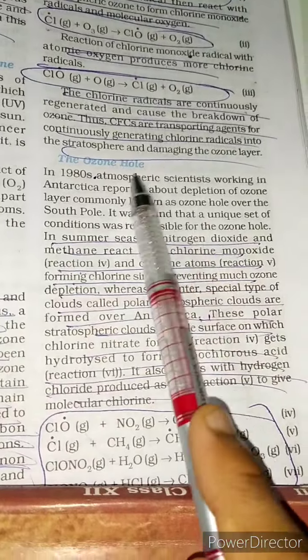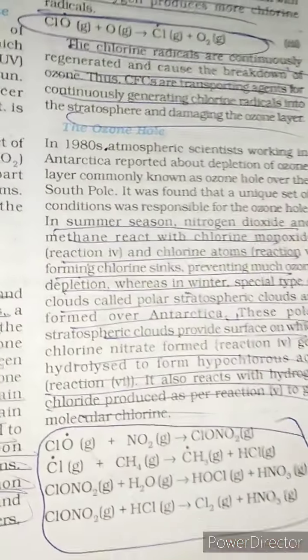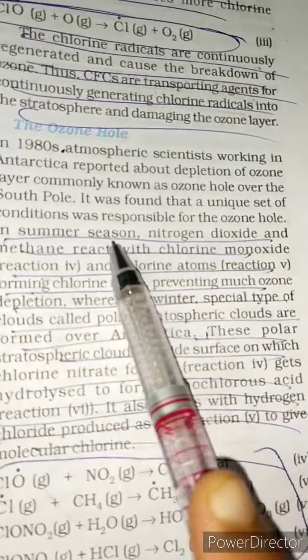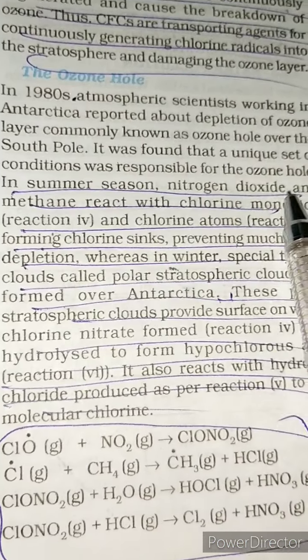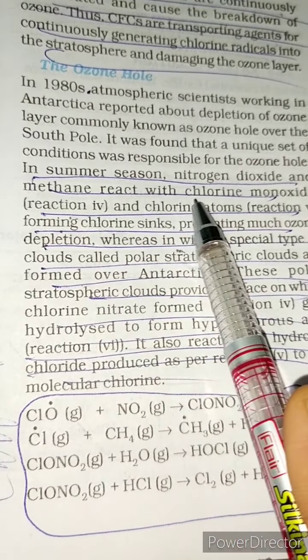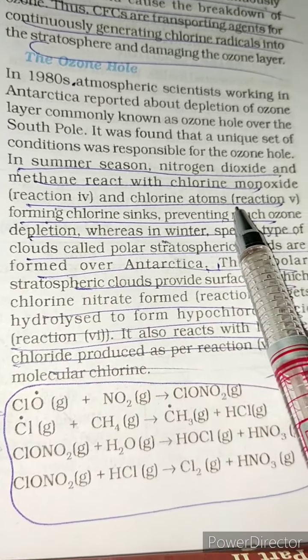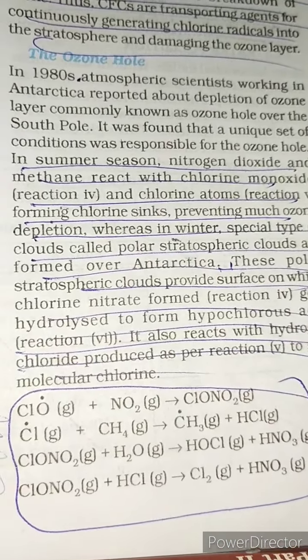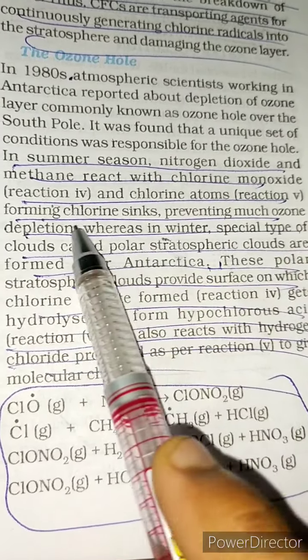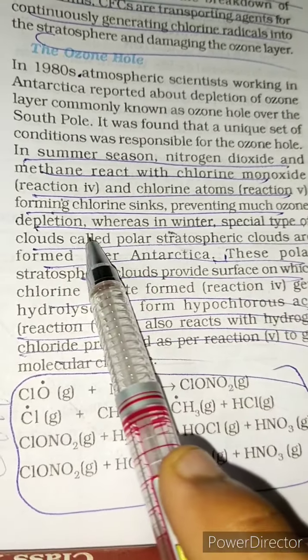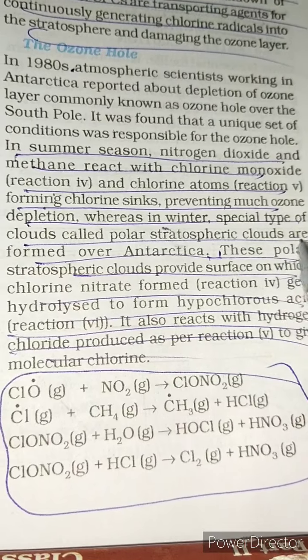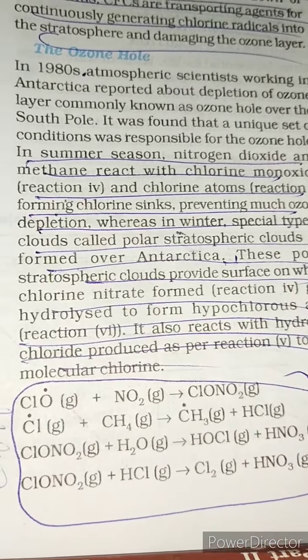Now let us study something about the ozone hole. In the summer season, nitrogen dioxide and methane react with chlorine monoxide from reaction 4 and chlorine atoms from reaction 5, forming chlorine sinks, preventing much ozone depletion. Whereas in winter, special types of clouds called polar stratospheric clouds are formed over Antarctica.